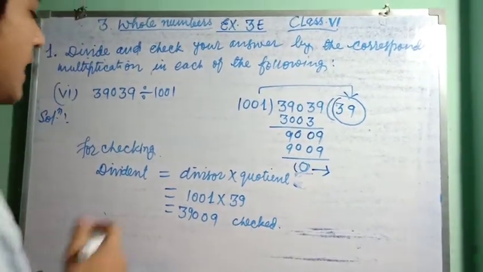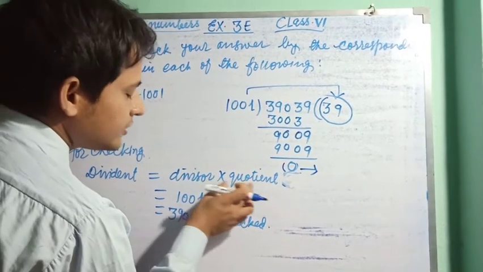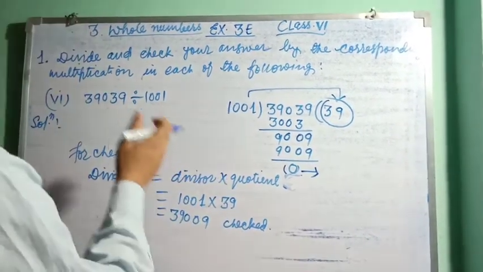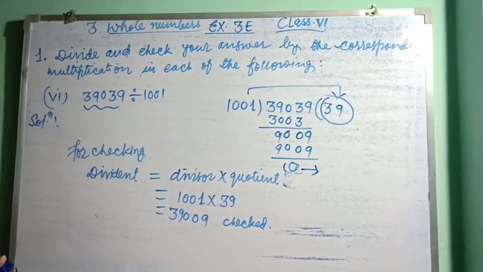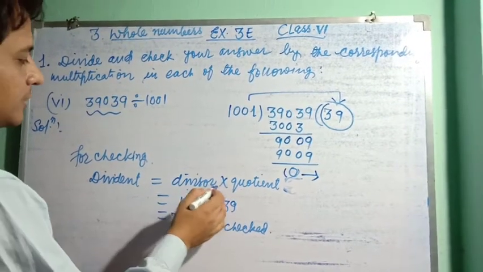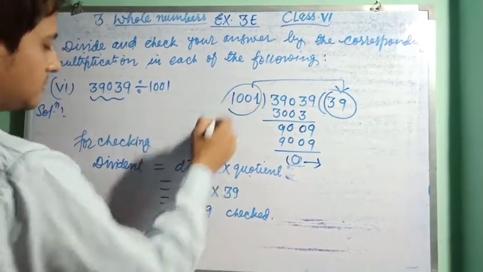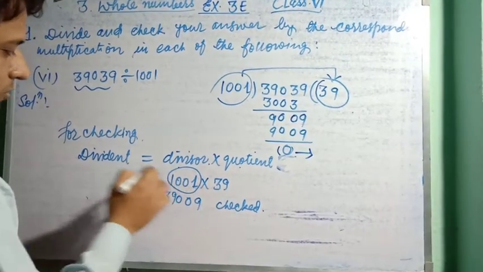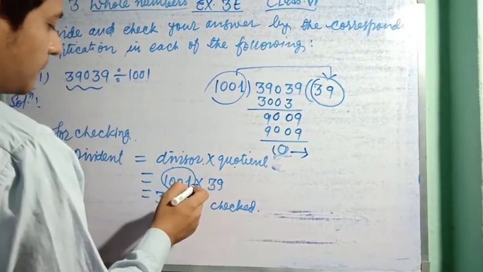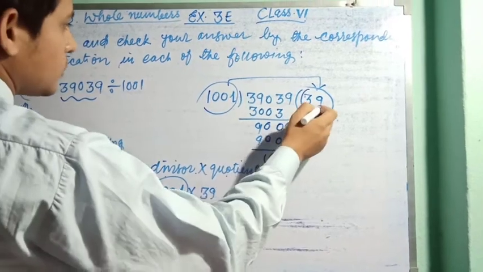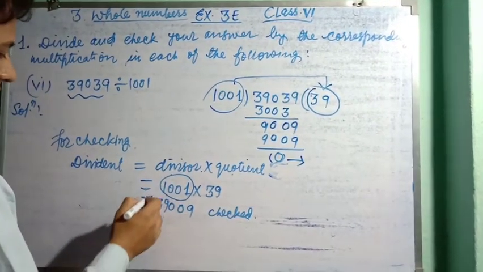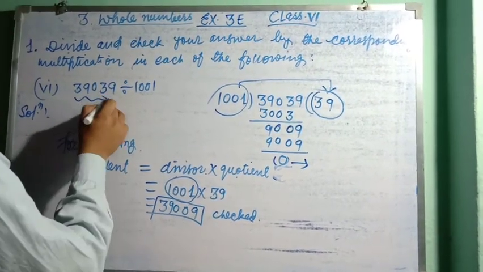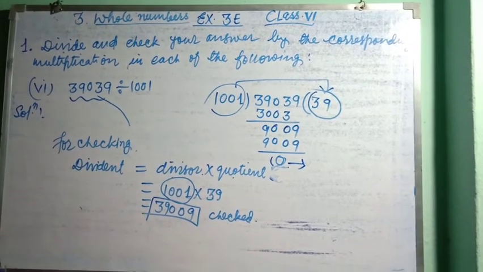We only have to multiply this divisor with the quotient, and we will get this number. Now see, here write down the divisor multiplied by the quotient. Here is the divisor, which I have already written. Multiply by this quotient. Now once again we get the same value, which means this is already checked.